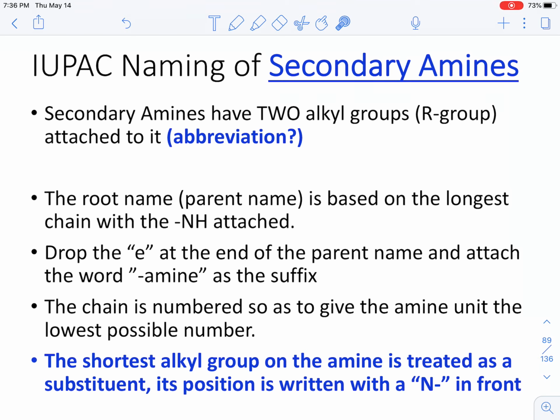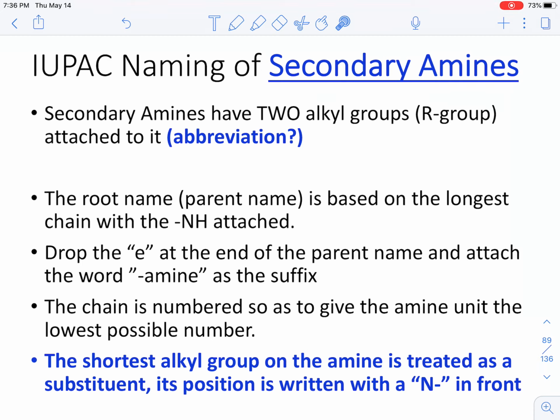In this lecture video, we are going to learn how to name secondary amines, and we're also going to learn how to name tertiary amines. So let's go ahead and get started. When we're naming secondary amines, we first have to recognize that we have a secondary amine in our organic compound.